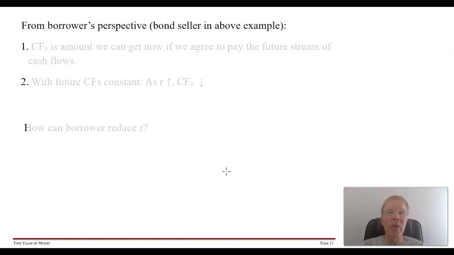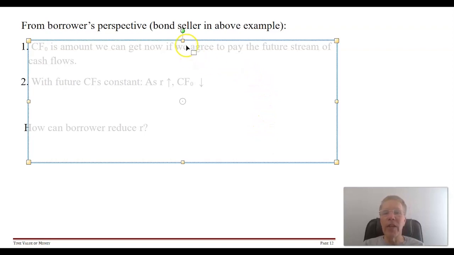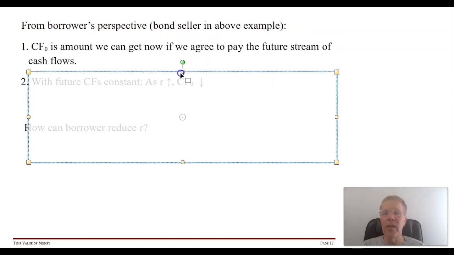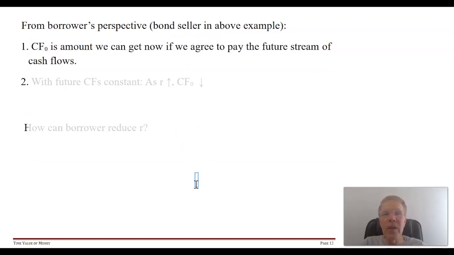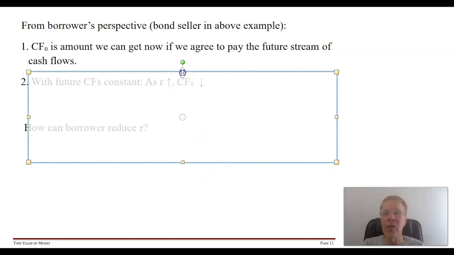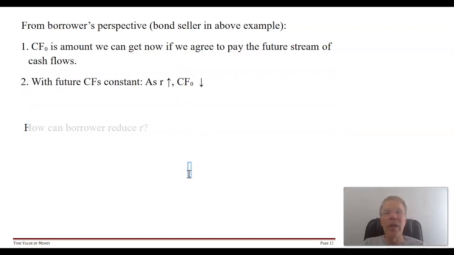From the borrower's perspective, that would be the seller of the bond. The seller of the bond gets a big pile of money in the beginning, right, in return for paying back more cash in the future. So first thing is CF0 is the amount that, if we're the borrower, we could get now if we agree to pay back more in the future. And with the future cash flows constant, as our interest rate goes up, the cash flow zero, the amount we can get at t equals zero, goes down.